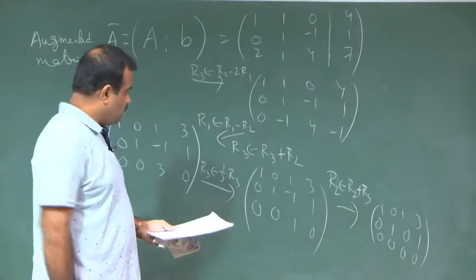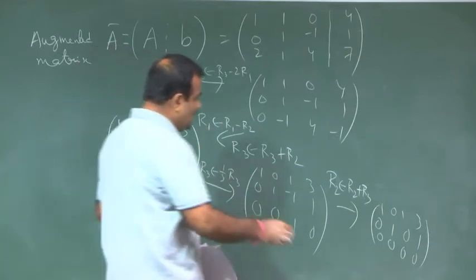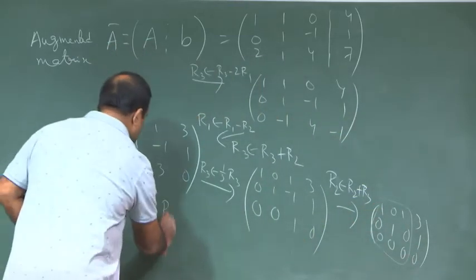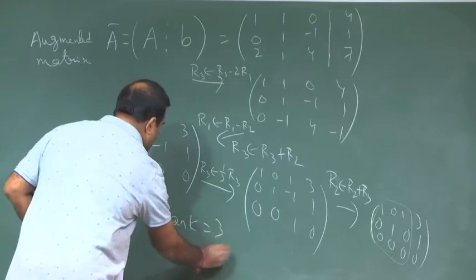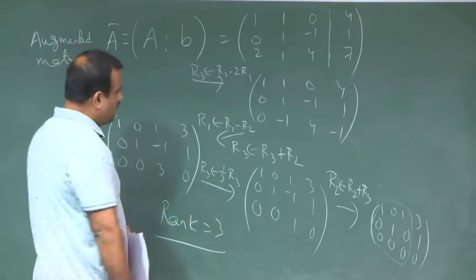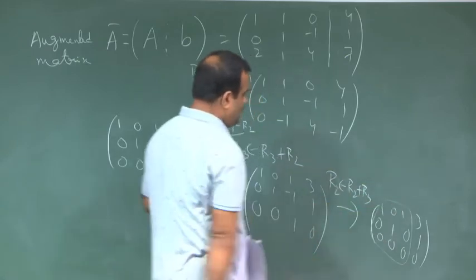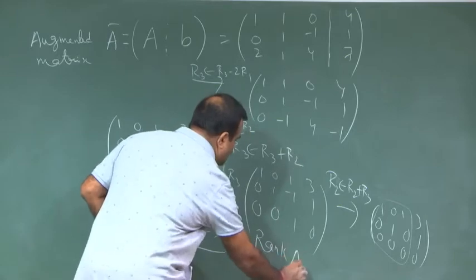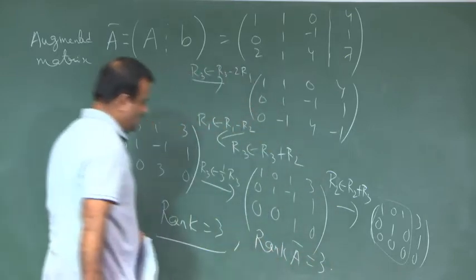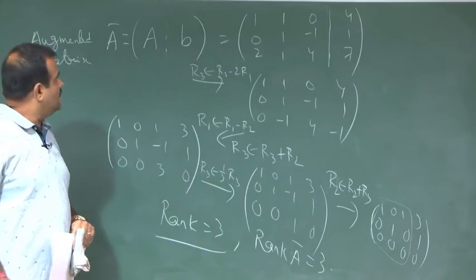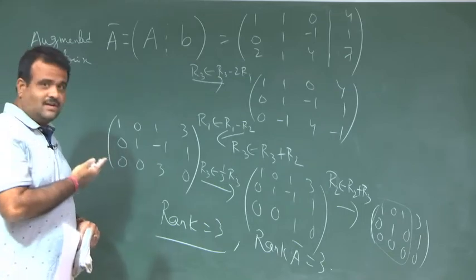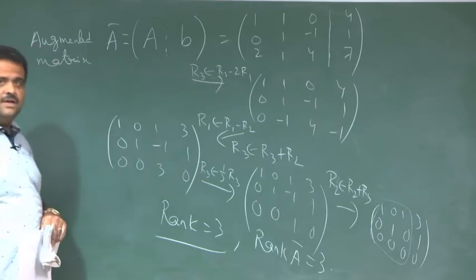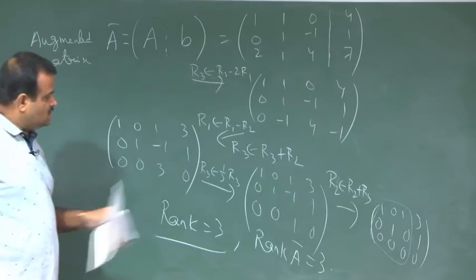Okay. So this is coming from the A part. So the rank of A is 3, and what is the rank of the augmented matrix? Again the rank of the augmented matrix is also 3, that is important. The rank of A bar is also 3. Okay. Now if the rank is 3, then it is a non-singular matrix. So the inverse will exist, then we can directly go for the inverse way to get the solution.